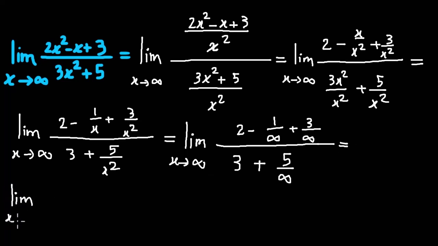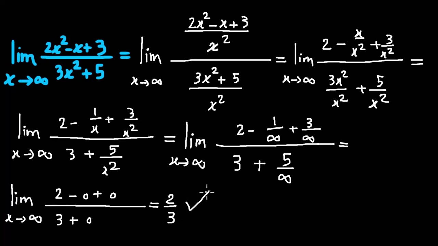So we have the limit of 2 minus 1 over infinity, which is equal to 0, plus 3 over infinity, which is equal to 0, over 3 plus 5 over infinity, which is equal to 0. So the final answer is equal to 2 over 3.